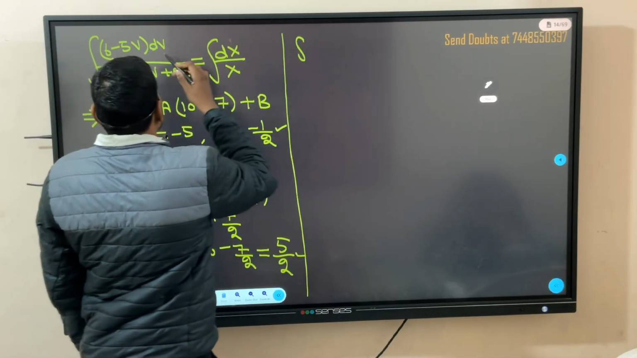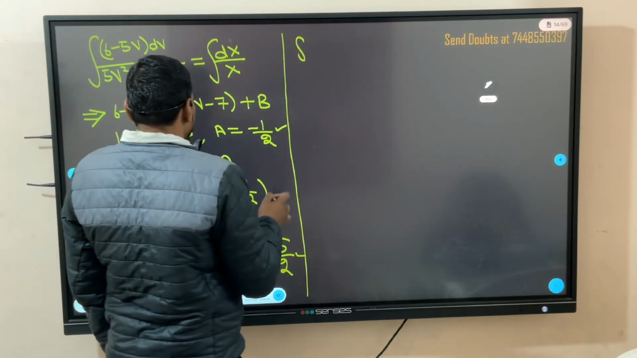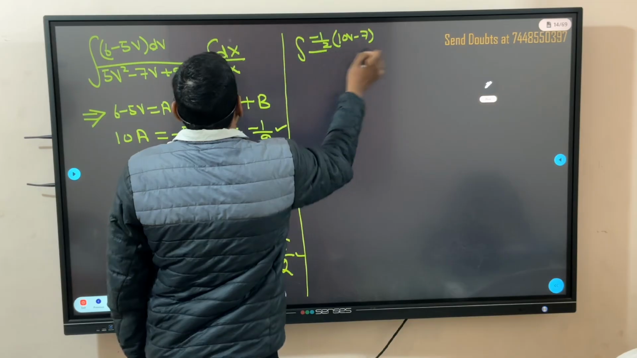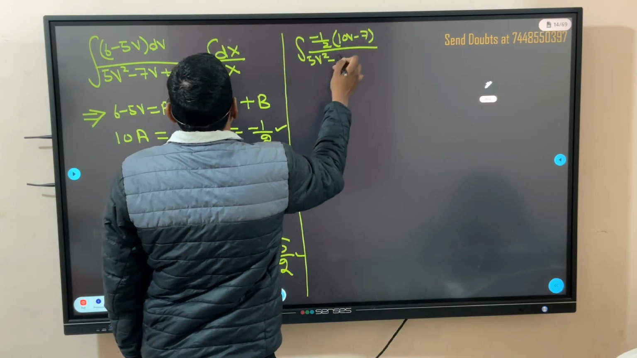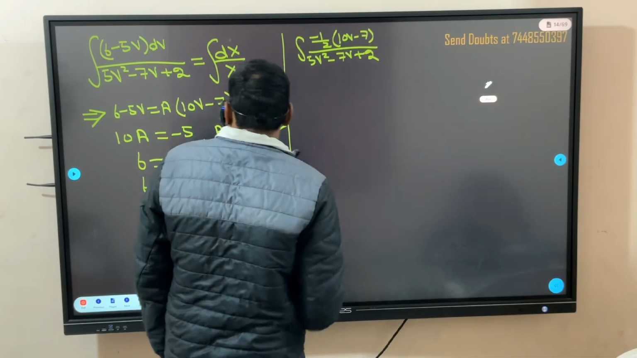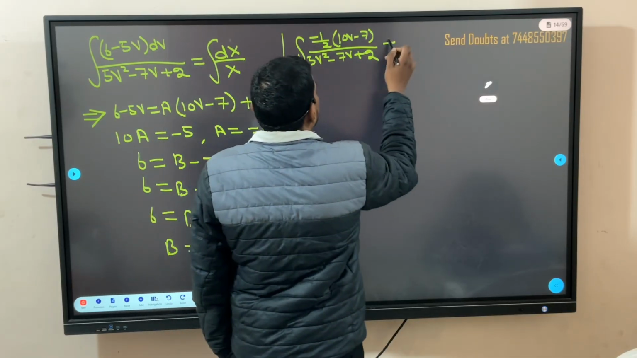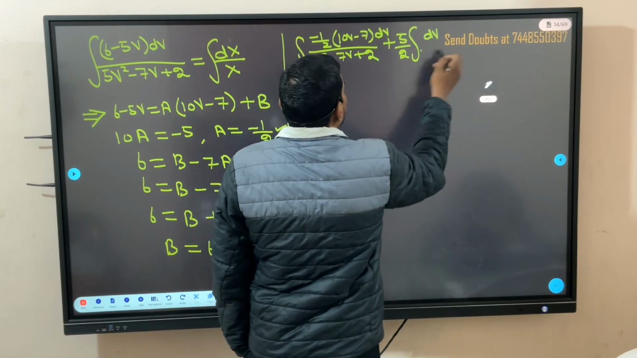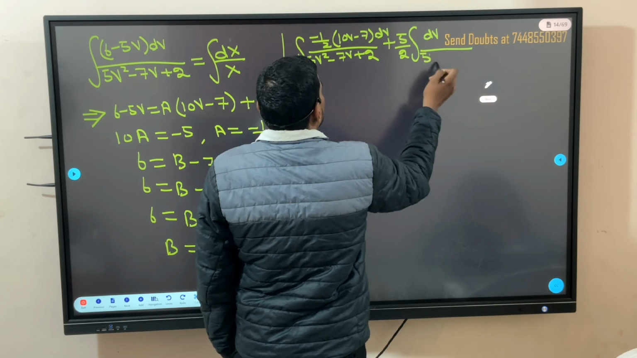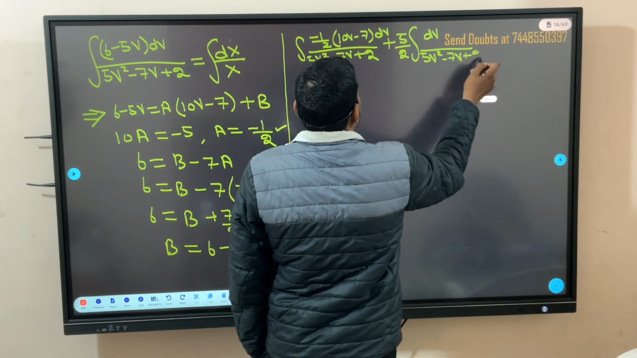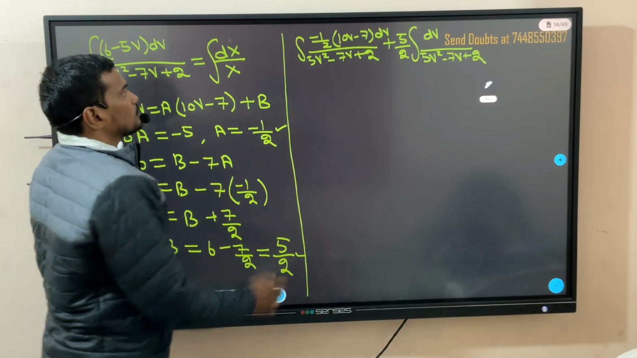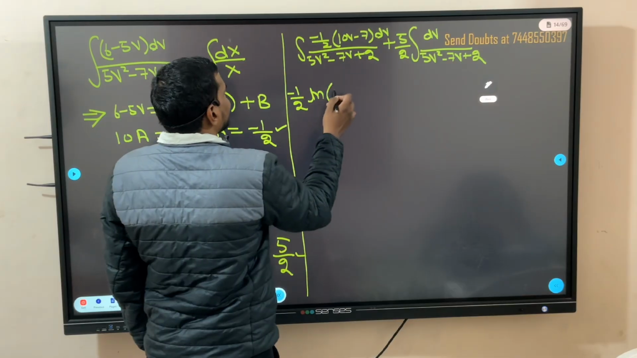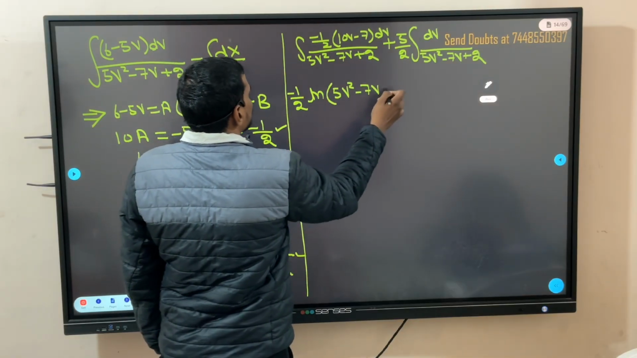So we will say a, that is minus half, 10v minus 7 upon 5v square minus 7v plus 2, plus b, so plus 5 by 2 dv divided by this thing, that is 5v square minus 7v plus 2. Right? Now see, its integration is this. So it is minus half of ln 5v square minus 7v plus 2.